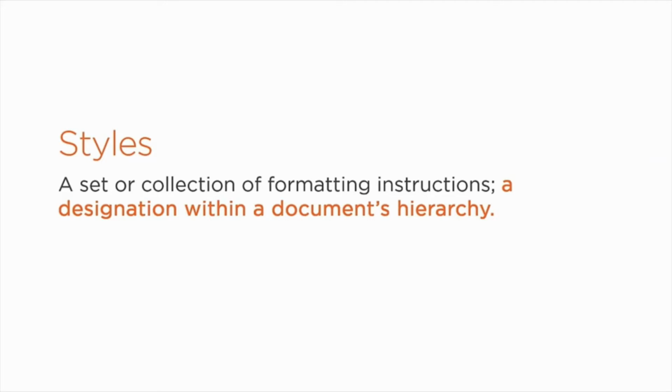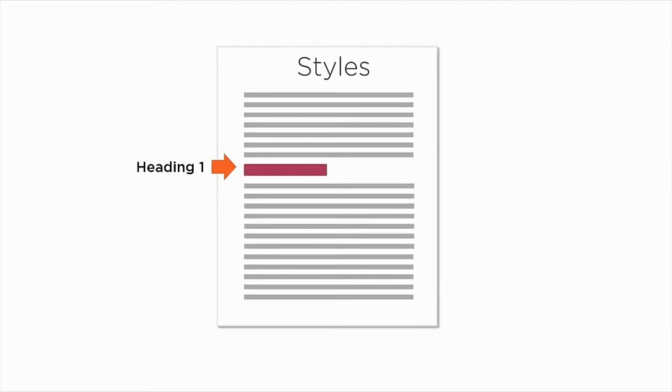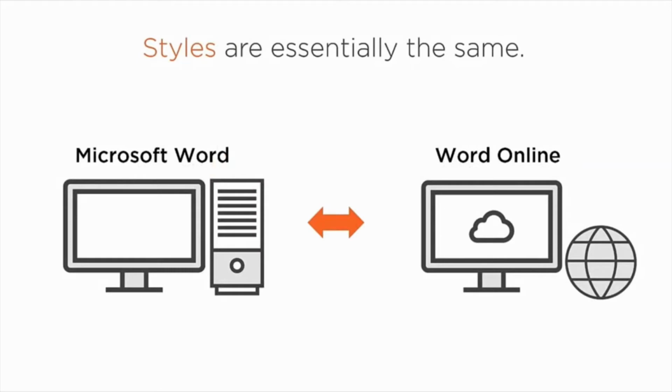Styles apply meaning to a paragraph. By applying a style, you are designating and describing that paragraph in relation to a document's hierarchy. For example, by applying the heading 1 style to a normal paragraph in Word, you are essentially stating that that paragraph describes the normal paragraphs that follow. So, at its heart, styles control both the appearance of paragraphs and their meaning within the document. The same is true for Word Online. Styles are essentially the same. How you customize them, though, is a bit different, and we'll talk about that more in a later clip.